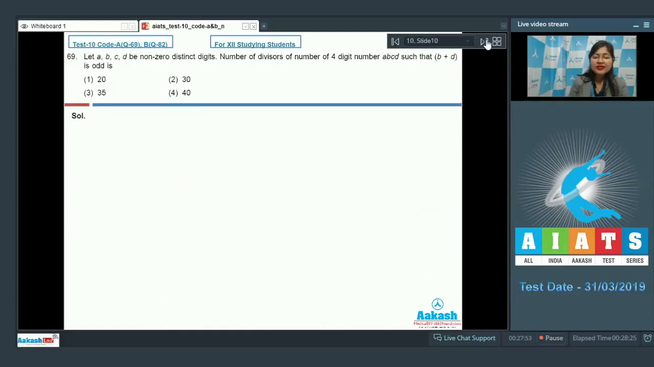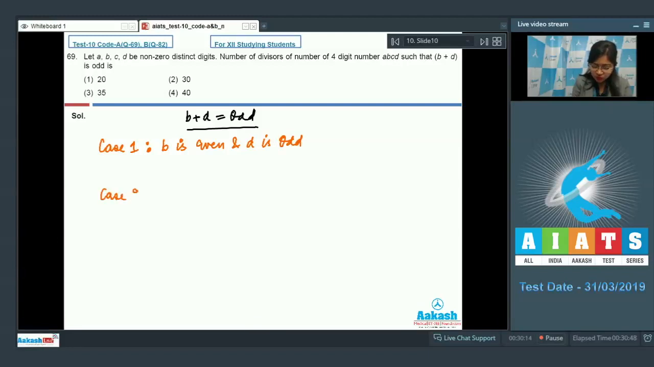Question number 69, which says: let a, b, c, d be non-zero distinct digits. The number of divisors of the number of 4-digit numbers abcd such that b + d is odd is. Now here, to get the value of b + d as odd, we will have two cases, right? In case 1, let us assume that b is even and d is odd, right?